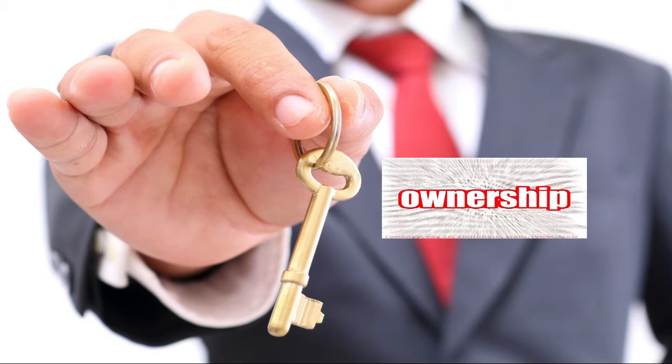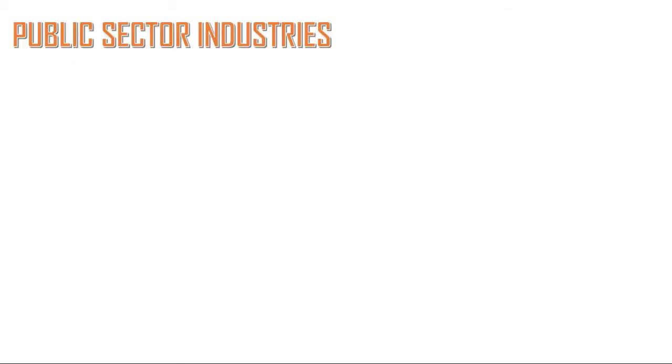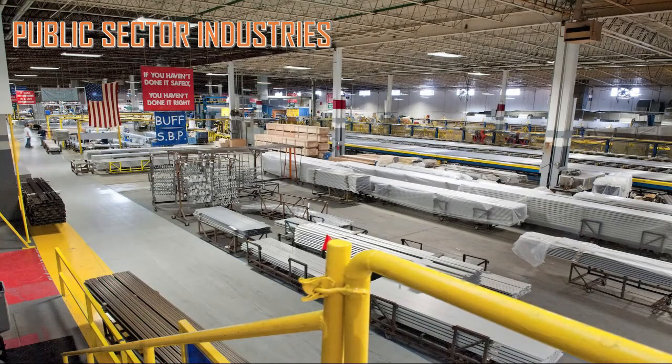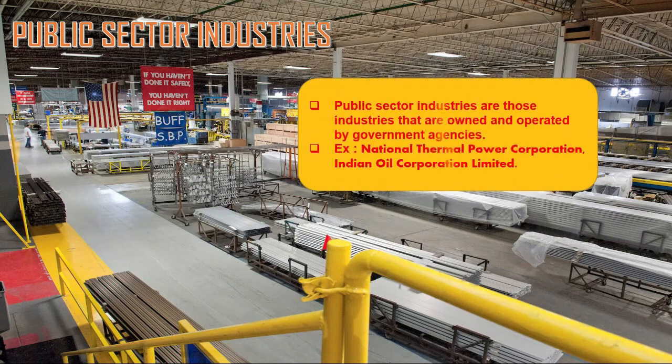and cooperative sector industries. What are public sector industries? Public sector industries are those industries that are owned and operated by government agencies. Here, the main aim of the government is to increase the employment opportunities. Examples of public sector industries are National Thermal Power Corporation, Indian Oil Corporation, etc.